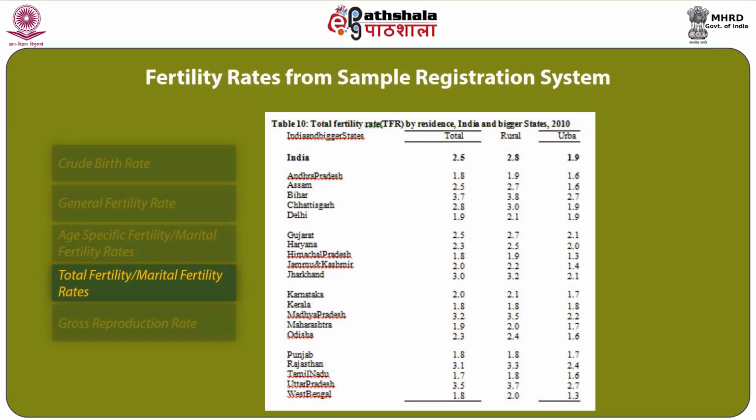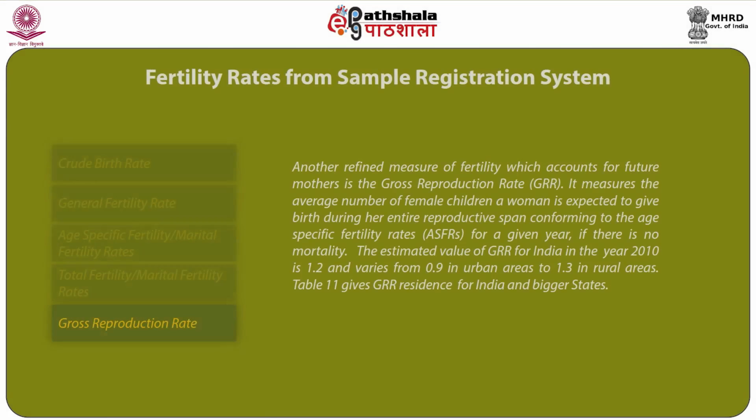The table clearly shows that the extent of variation is very well observed across the different states and also between rural and urban areas, which clearly indicates that there is a need to differentiate the interventions in rural and urban areas and also across different age groups in the community when we refer to women. The next measurement we come to is the gross reproduction rate, commonly known as GRR.